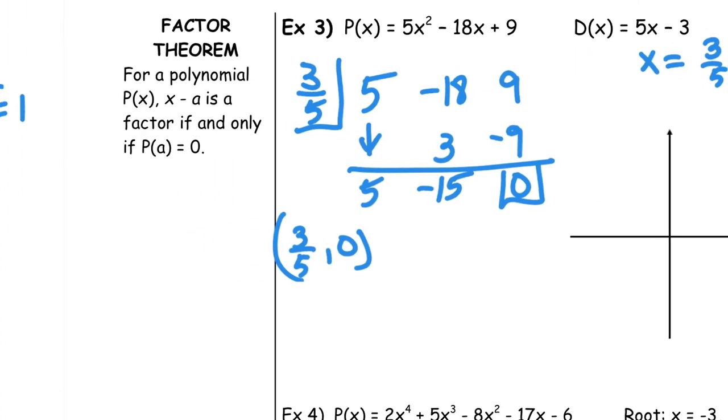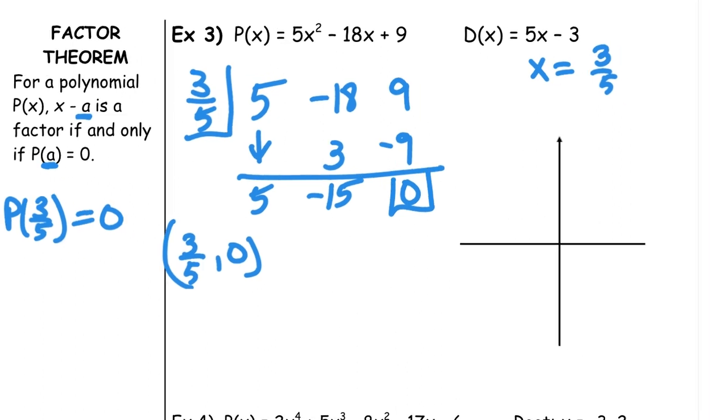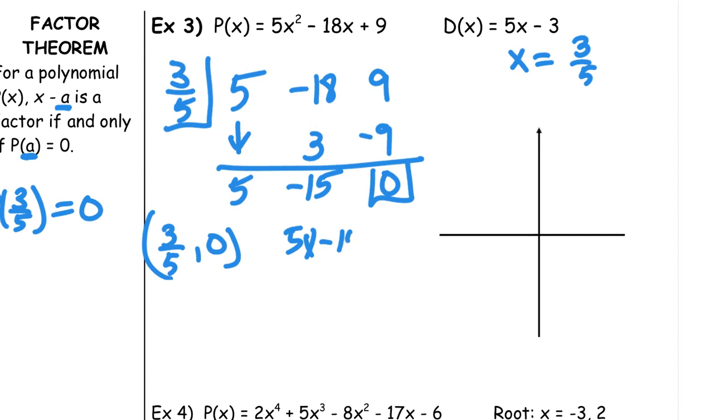If when we plug in whatever that a value is, we get an answer of 0, then we know, so in this case, we did p of 3/5 and it equaled 0, then we know it's going to be a factor. We also know since that one's a factor, it multiplies by the other one. So we have our 2 roots in this case. So this would be 5x minus 15, correct? So we can go ahead and solve that. So we get x equals 3.